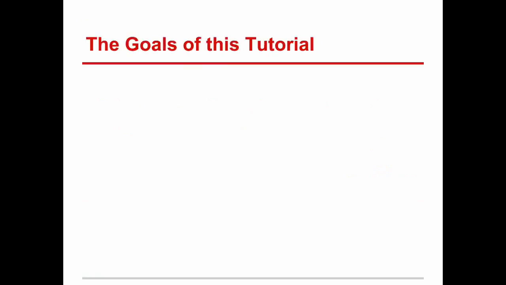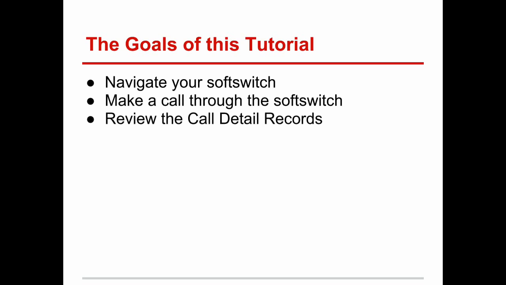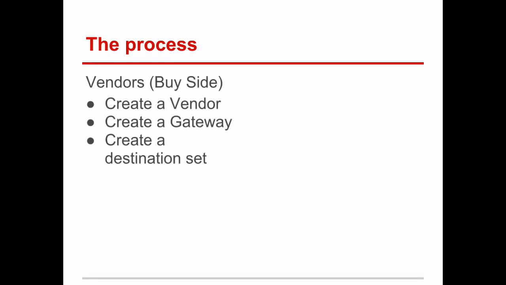The goal of this session is to set up your SIPI Softswitch for the first time. And by the end of this session, we will be able to make some calls through the Softswitch using a SIP softphone and inspect the call detail records generated by the calls we made. The first step in achieving these goals will be to create a vendor and a vendor gateway.